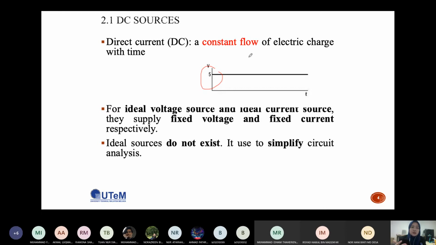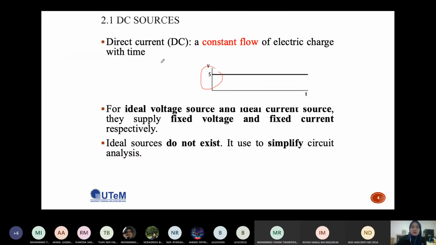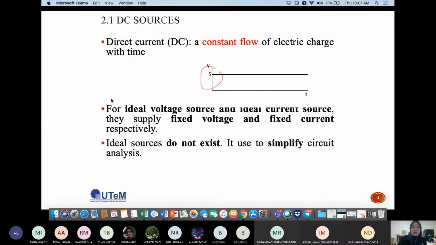However, in real application, we cannot get an ideal voltage source or current source. Ideal sources do not exist. Why do ideal sources not exist in real application? For example, if you have a battery which is stated to supply 5 volt, the exact voltage is not 5 volt. It could be 4.9, it could be 4.98, because there is an error. This is also because there is an internal resistance inside the source itself.